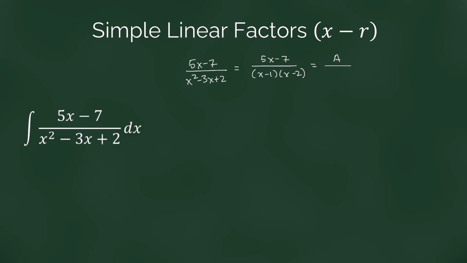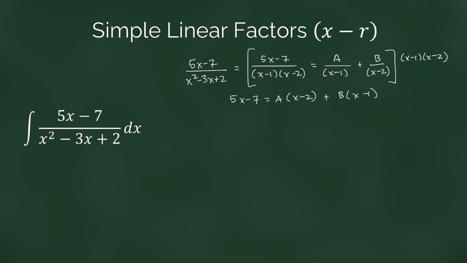In other words, we can rewrite this expression as A over (x - 1) plus B over (x - 2). Our job is now to figure out what A and B are. In order to do that, let's imagine multiplying the entire expression by (x - 1) times (x - 2). When we do that, the left-hand side becomes 5x - 7. Then we end up with A times (x - 2), because the x - 1s will cancel, and B times (x - 1). This equation here gives us two ways that we can find values for A and B.